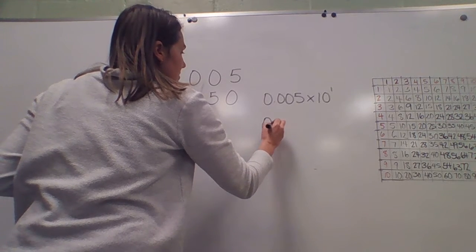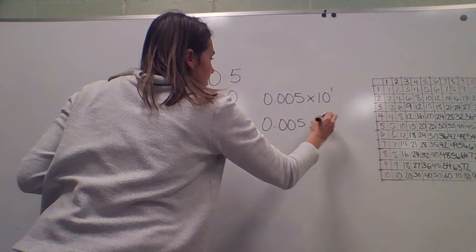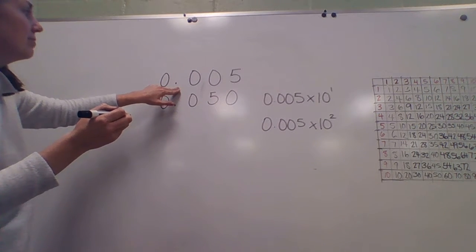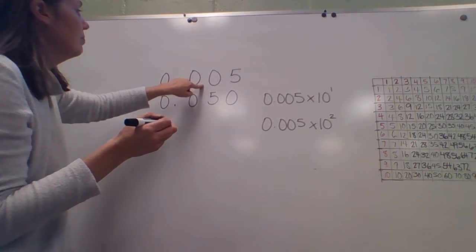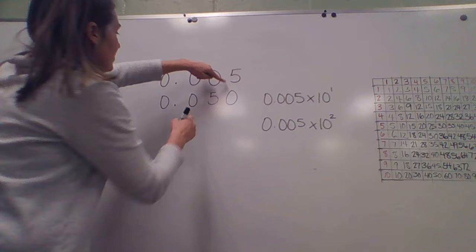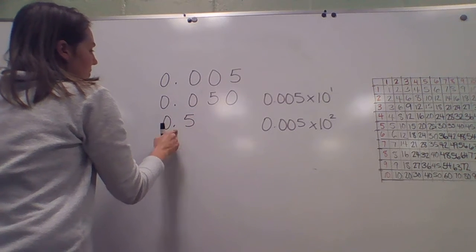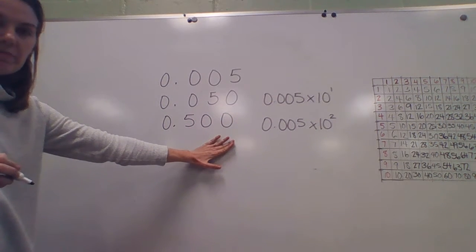Now the next one has 0.005 times 10 to the power of 2. So that's taking our original number. But now I'm going to move my place value over again. So now all of a sudden my 5 is just on the other side of my decimal point. And I continue to have zeros in the remaining spots.